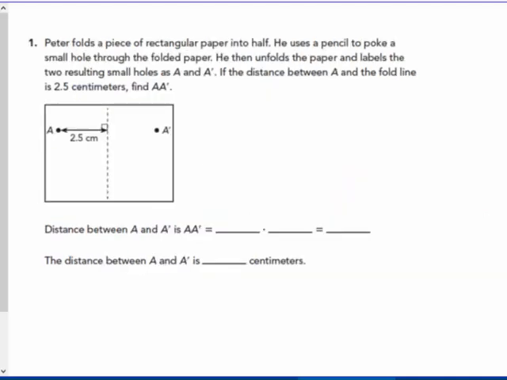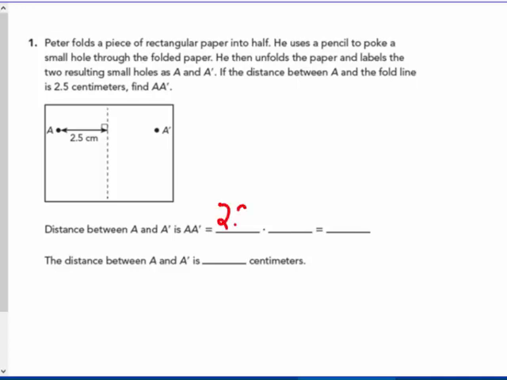Peter folds a piece of rectangular paper in half. He uses a pencil to poke a small hole through the folded paper. He then unfolds the paper and labels the two resulting small holes A and A prime. If the distance between A and the fold line is 2.5 centimeters, then find the distance between A and A prime.